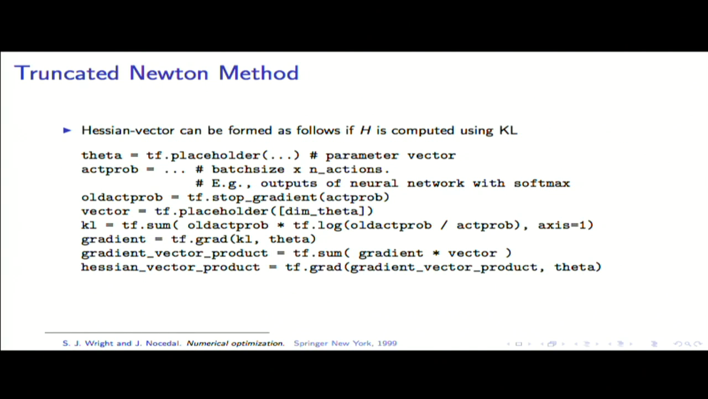Okay, so that's what you do in general if you want to do a Newton step, which is Hessian inverse times gradient. So how do you do that if f happens to be the KL divergence between our new policy and our old policy?